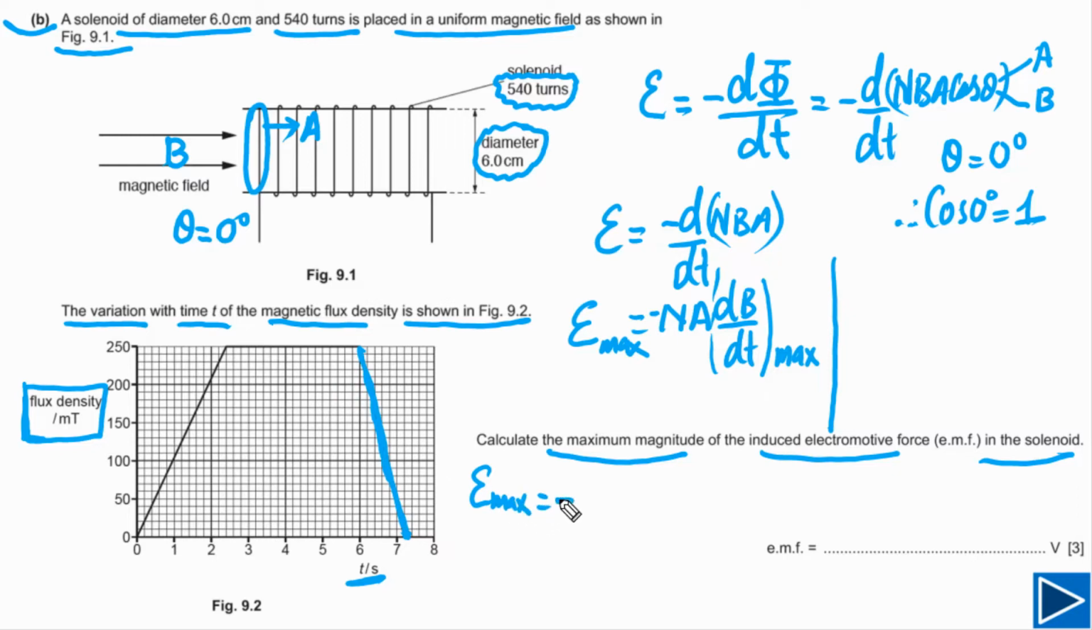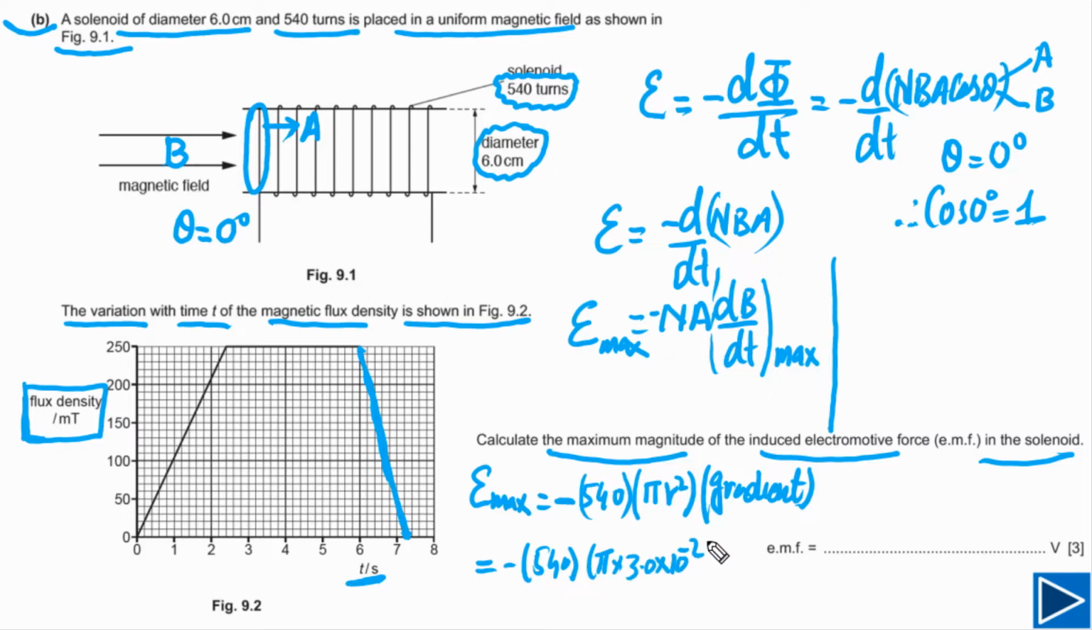This is equal to negative number of turns we have, 540, and cross-sectional area we can write down is pi r square, and we have to multiply with the gradient. So d by dt is simply equal to gradient. We need to plug in values. So we have negative 540, pi, radius is equal to 3.0 centimeters, so 3.0 times 10 to negative 2 squared, times the gradient.